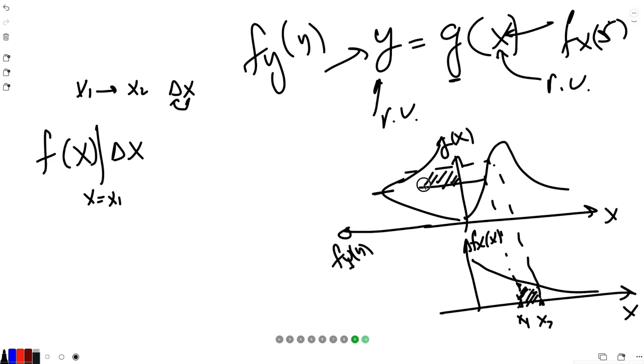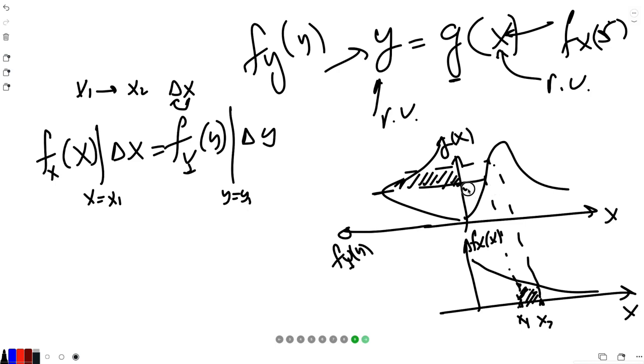However, these probabilities are the same. So this fx(x) times delta x should be the same as the probability given by the distribution of y times delta y when y equal to y1, assuming that this is y1.